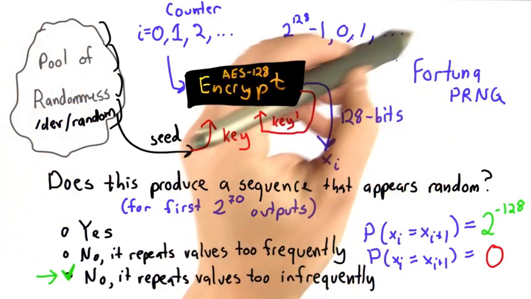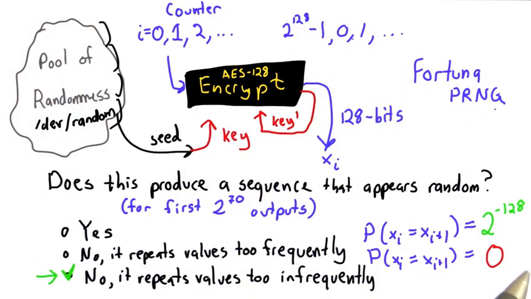And this is essentially what the Fortuna pseudo-random number generator does, and that's one of the more popular, widely used ones. It does use this rekeying to avoid this apparently non-random property.